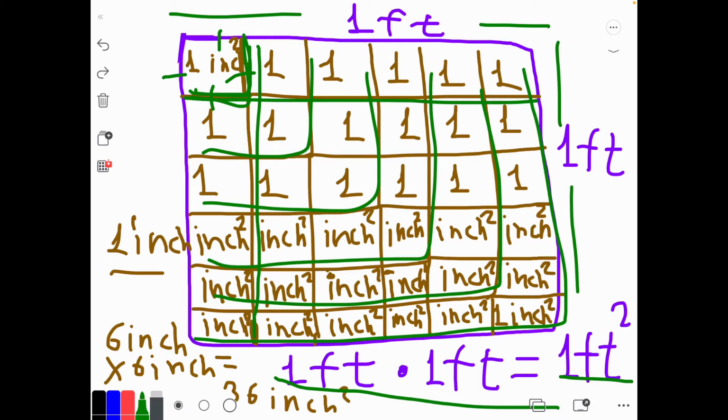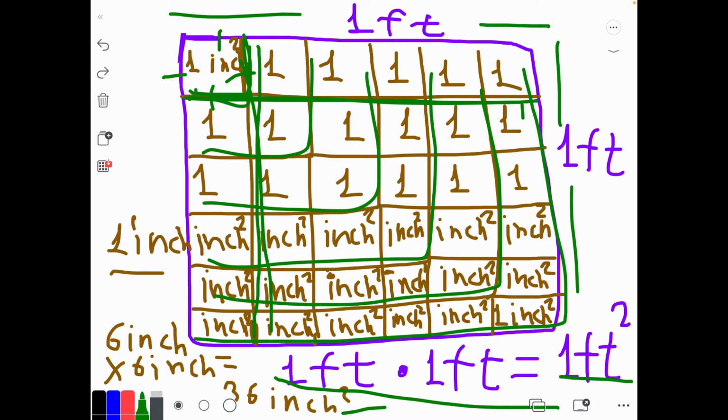Now, this doesn't really seem to be something new, because if you add all of these together, you're going to get 36 inches squared. And also, if I just multiply 6 inches times 6 inches, I'm going to get 36 square inches. So I'm pretty sure I'm going to use the repeated inches and feet to get what we need for this problem as an area.